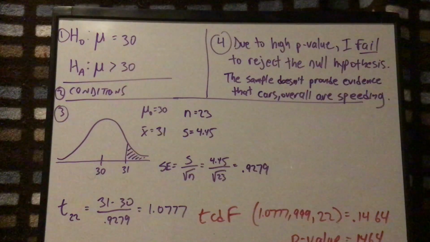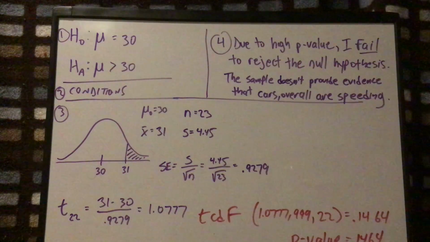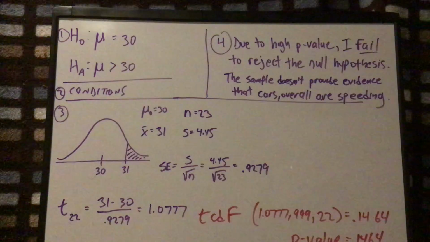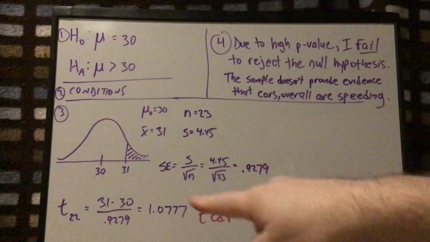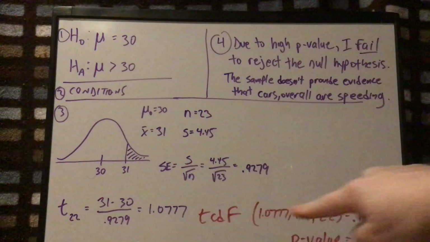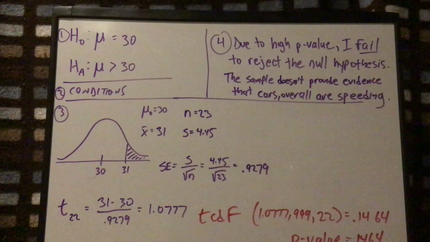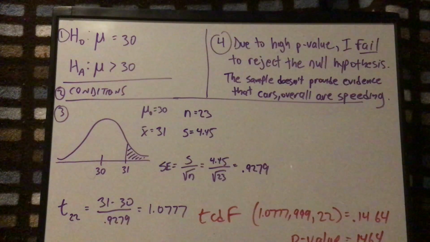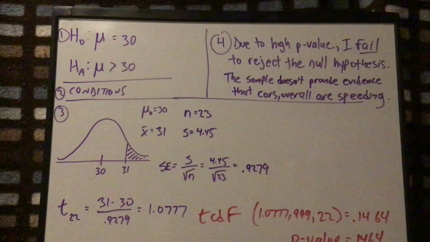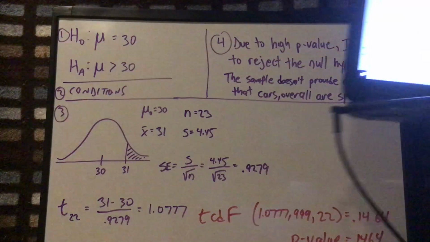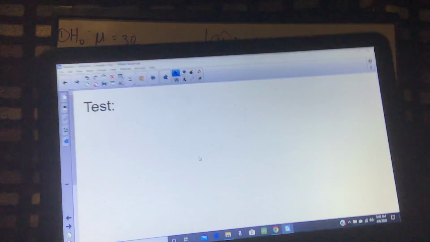Like I said, it's very similar to the one proportion test. The major differences are in the standard error and using a t-curve instead. So if you saw that other video, hopefully the t-curve makes sense, and now it's easy to use to do these means tests.